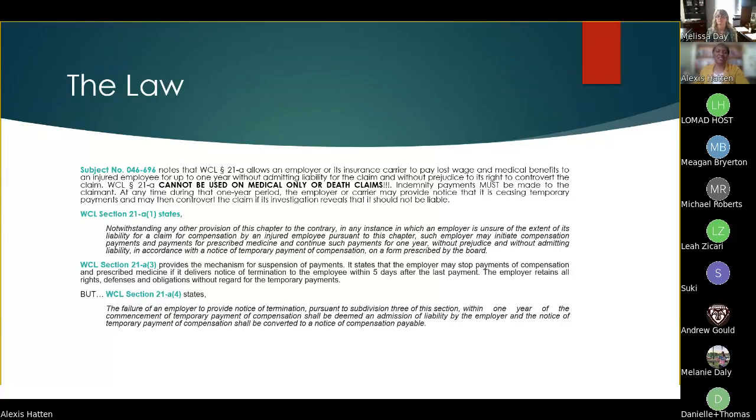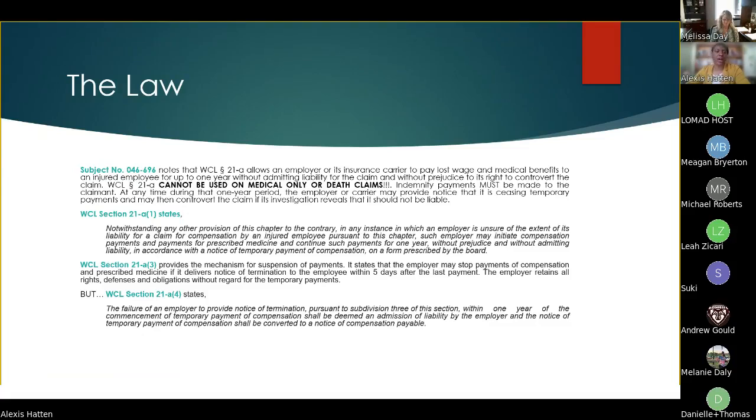But this board subject number 046696 notes that 21A allows an employer or insurance carrier to pay lost wage and medical benefits for up to 1 year, without admitting liability for the claims and without prejudice to its right to controvert the claim. But note, it can't be used on medical only claims and it can't be used on death claims. Indemnity payments must be made to the claimant. So at any time during that 1 year period, you can provide notice that you're ceasing temporary payments and you can then controvert the claim by following the proper process if the investigation reveals that it should not be liable.